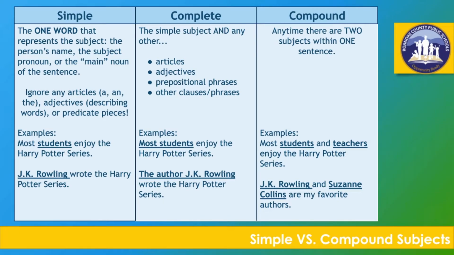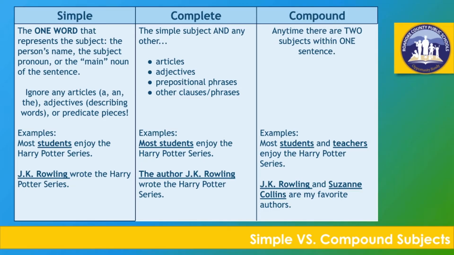Okay, when you want the complete subject, that's when you're going to take the simple subject and then add in all the articles, adjectives, prepositional phrases, and any other clauses or phrases that you may have. So let's look at the example. Most students enjoy the Harry Potter series. So that's where we take that modifying word and we add it for the complete subject. The author, J.K. Rowling, wrote the Harry Potter series. So again, I have some modifiers and I add that to my complete subject.